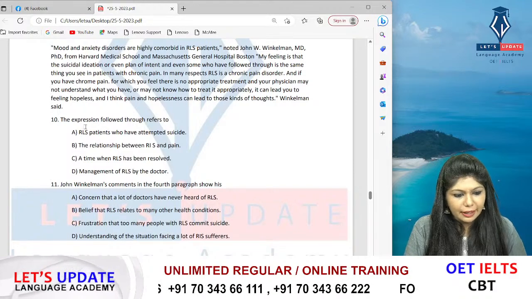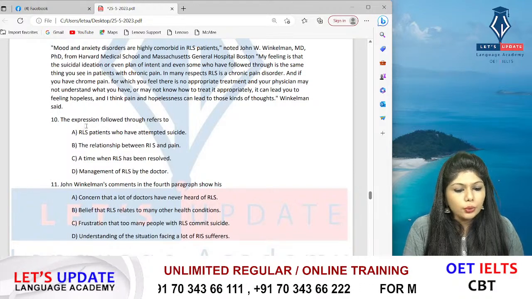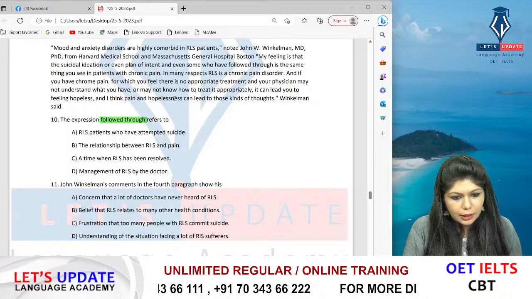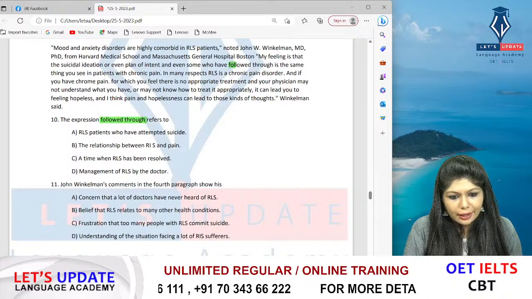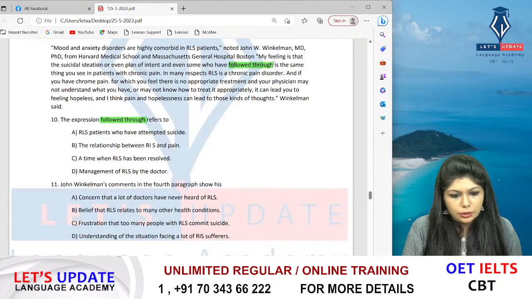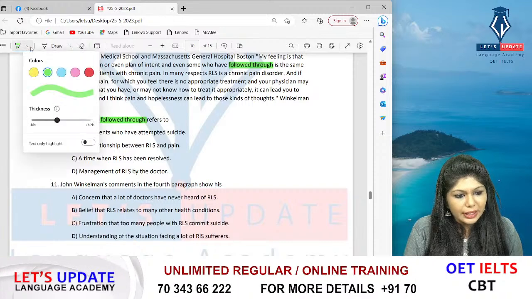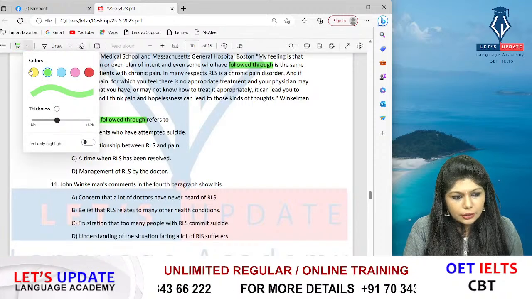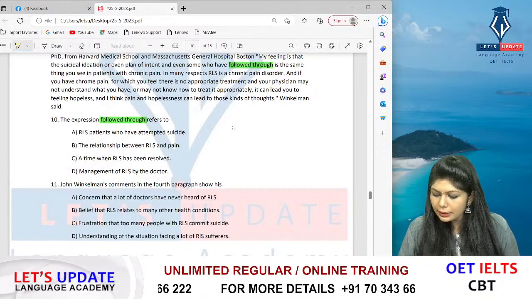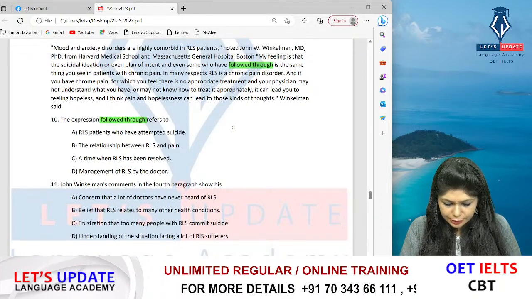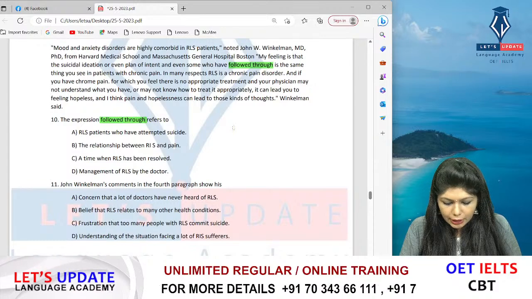The first question from this paragraph is: the expression followed through refers to what? I'll just highlight that part. Here you have this phrase, followed through. What does that refer to is the question. You can put in your choice of answers in the comment section on Facebook.